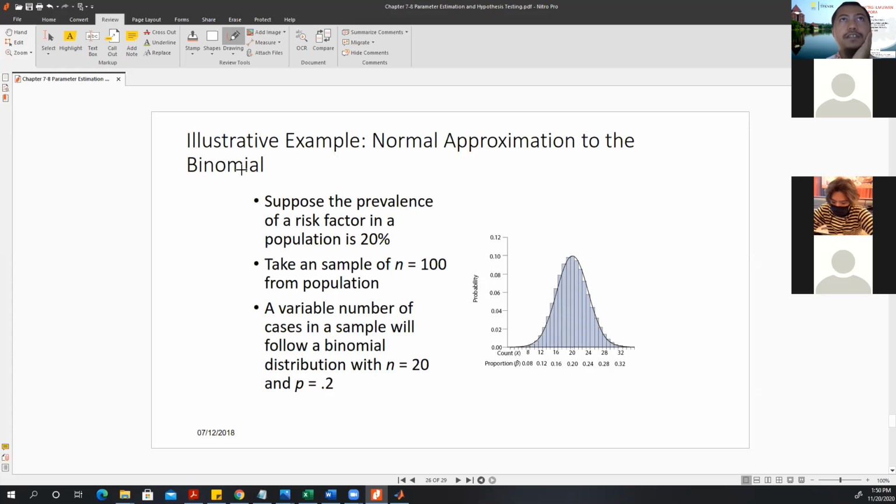This is an illustrative example of normal approximation from the binomial distribution. Suppose the prevalence of a risk factor in a population is 20%. Take a sample of n equal to 100 from the population, and the number of cases in a sample will follow a binomial distribution with n equal to 100 and the proportion 0.2.